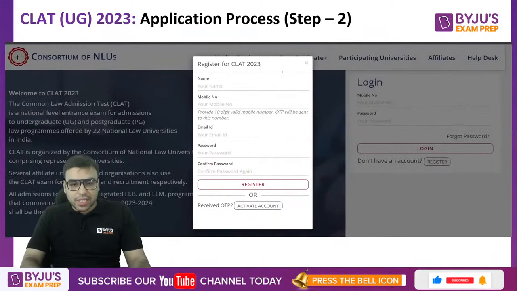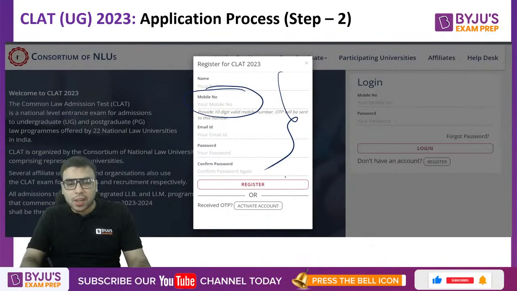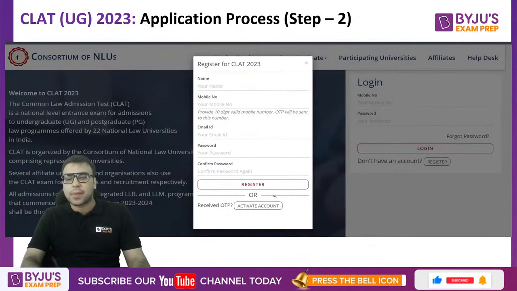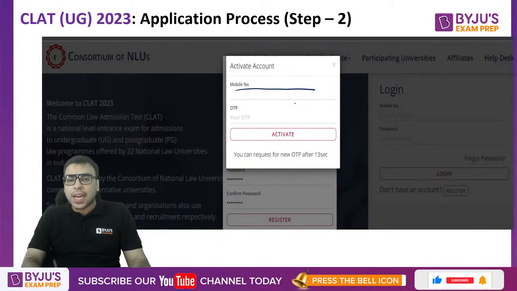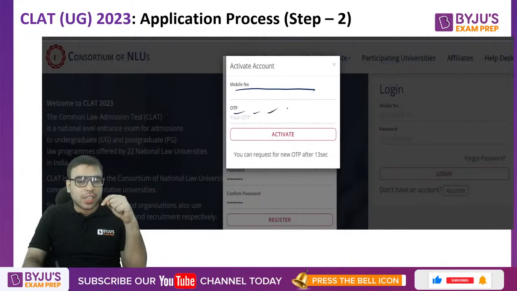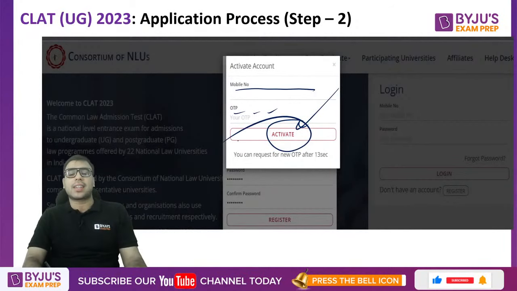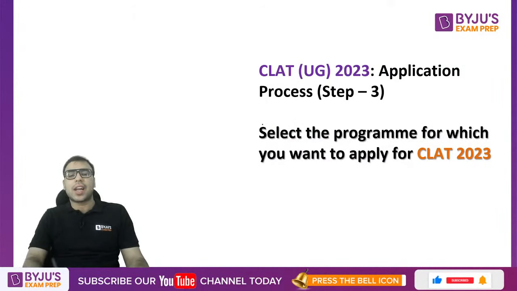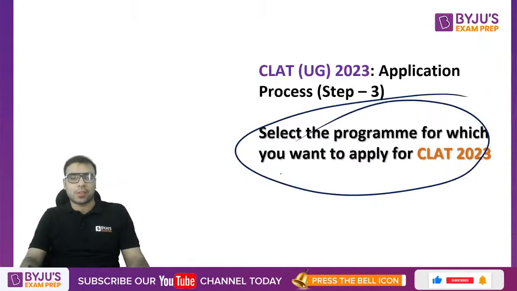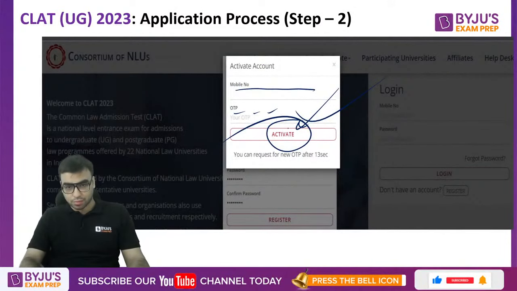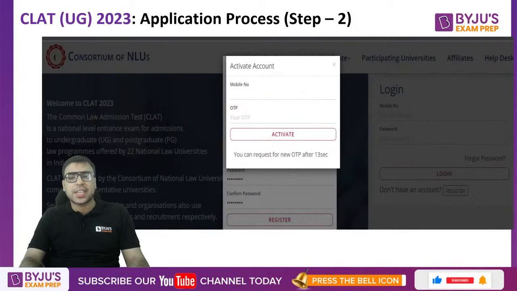Okay, once you have done the form filling, you will get an OTP on the same mobile number. Once you register, you will get the OTP, then activate your account. Click on activate account. They will ask you for a mobile number and send you an OTP. Enter this OTP here and click on activate, and then your account is activated.